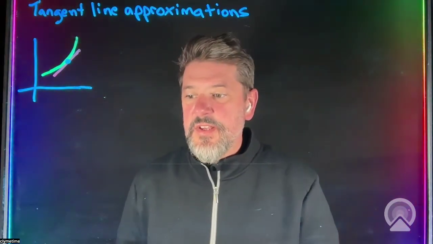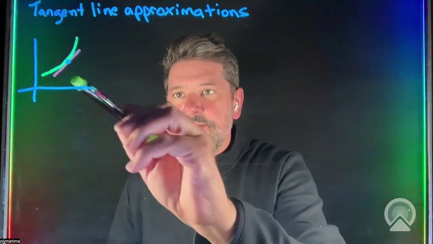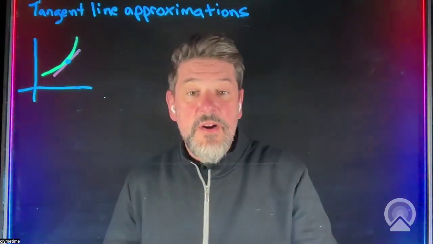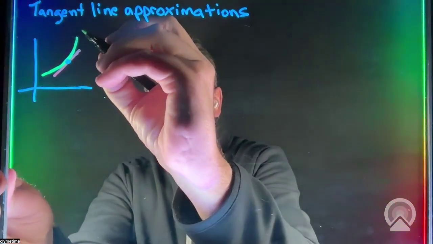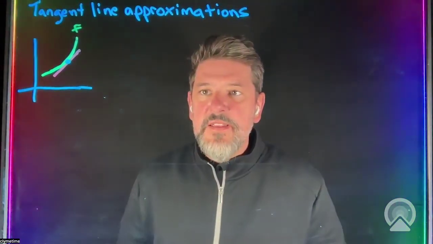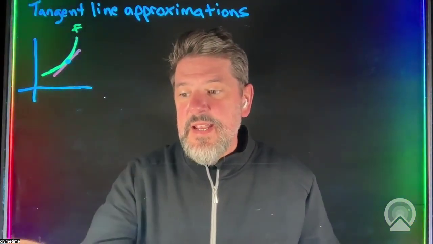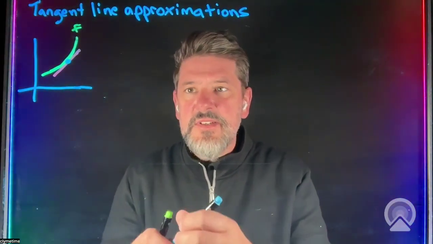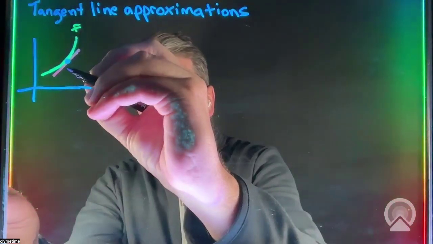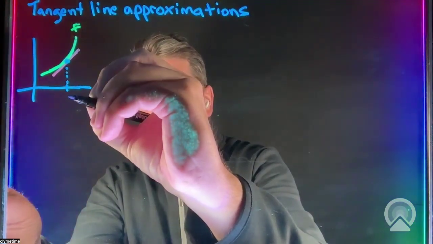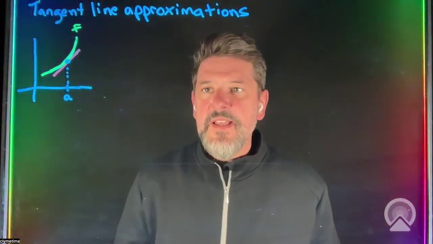So you see we have a curve, this green line right here. We have a curve, and this would be our function. We call it f, or f of x. And then we have this pink line, and this pink line is tangent to the curve. It's hitting it at just one point, and it's tangent to the curve at A.